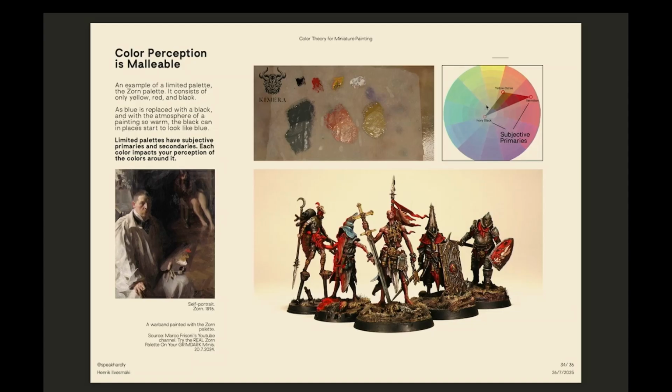But again, because of the magic of human perception, sometimes the really black colors in these Zorn palette paintings actually start to look a little bit blue because of the colors around them, because everything is usually so warm around them. That's why the limited palette is so strong, because you can essentially not worry that much about the exact color you're using, but about how the color reads on your miniature or your painting.